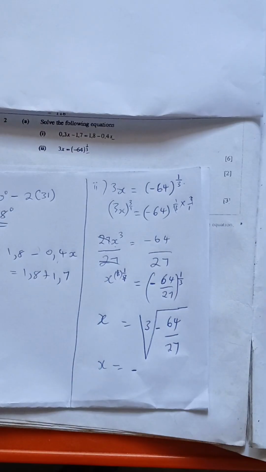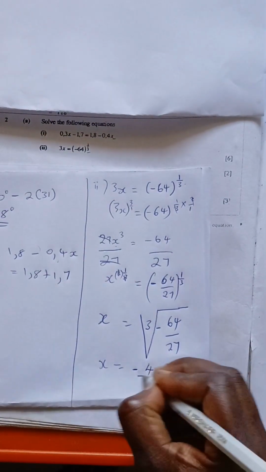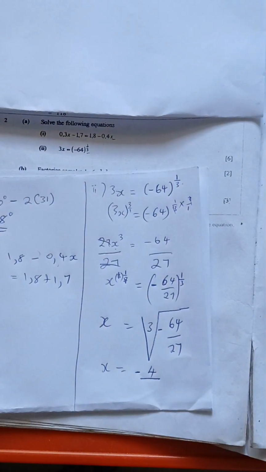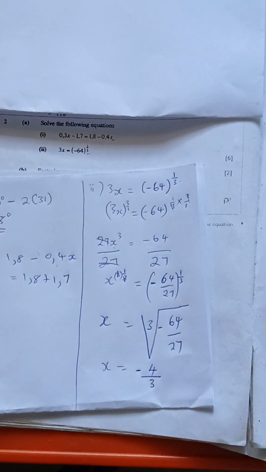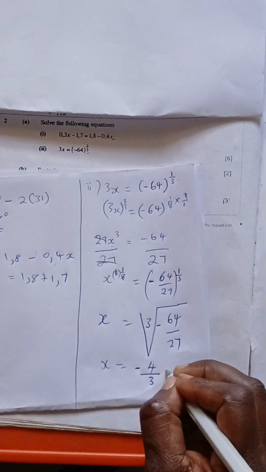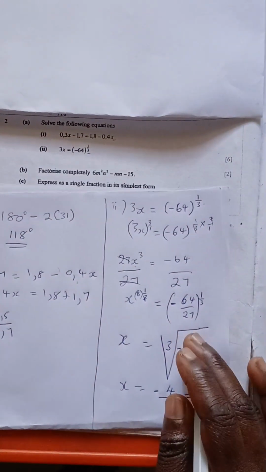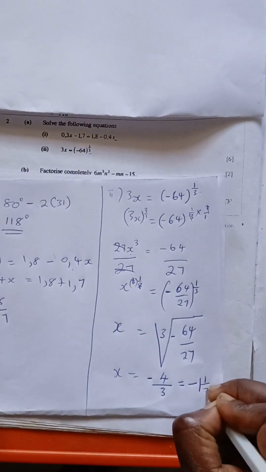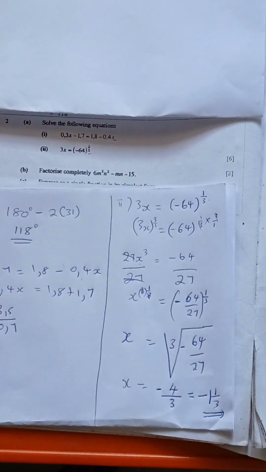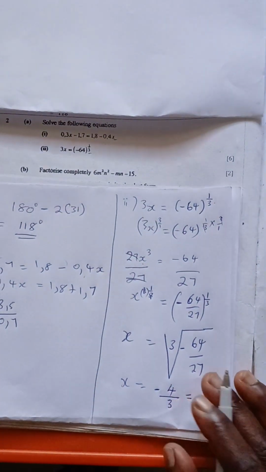So the number is 4 over. So we want a number that we multiply 3 times to get what? To get 27. The number is what? Is 3, right? So we have x, which is equal to negative 4 over 3. Then we say 3 into 4, we get 1, remainder 1 over 3. This is our final answer for x, right?